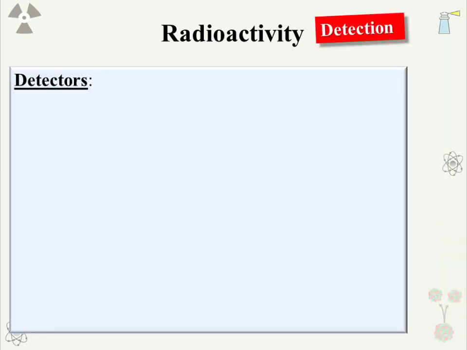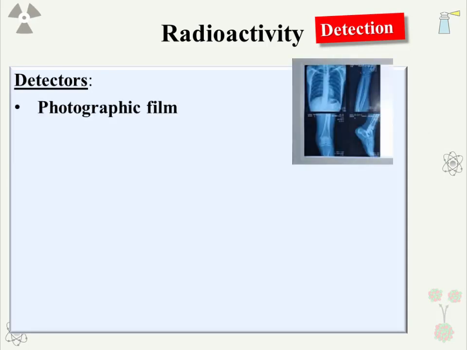That is where detection comes in. There are many different types of radiation detectors. The earliest form, and still an effective means, is photographic film. X-rays are passed through tissue, and unless they strike a hard surface like bone, will pass straight on through and expose the film.